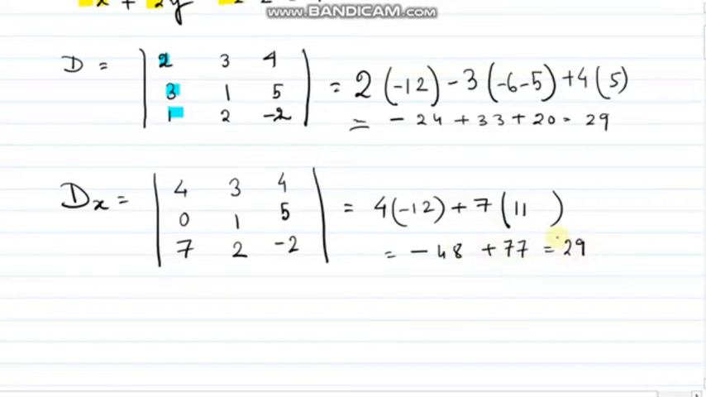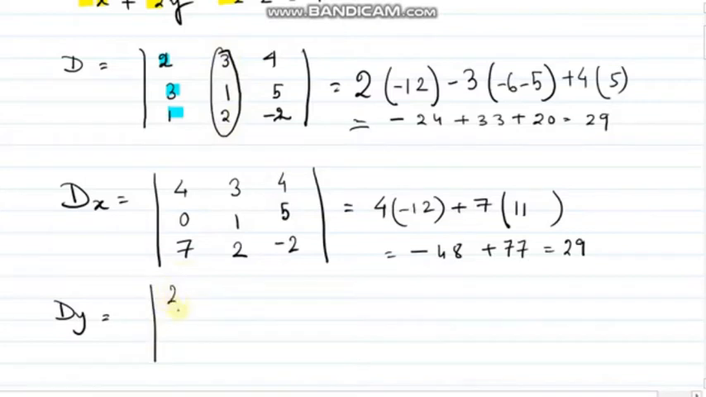So now the next one will be your dy. The column of y I am going to substitute by these values. So dy will be 2, 3, 1. Then in the column of y I am going to write 4, 0, 7. And the last column will be 4, 5, minus 2 as usual.